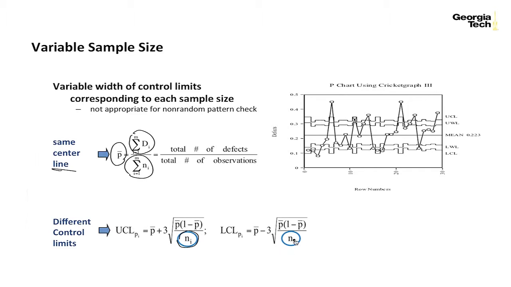However, the control limits depend on n, and since n is variable, your control limit would be variable. As you can see, it's like a step control limit depending on n. When n increases, the control limits are tighter. When n is small, the control limit is wider.